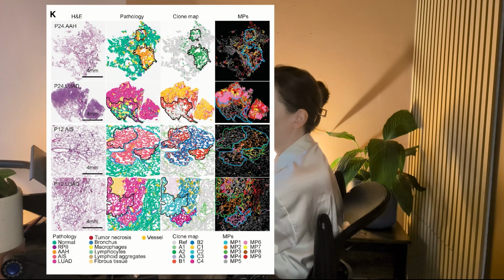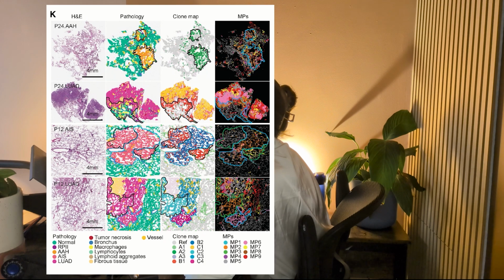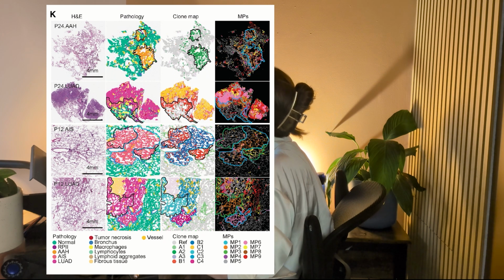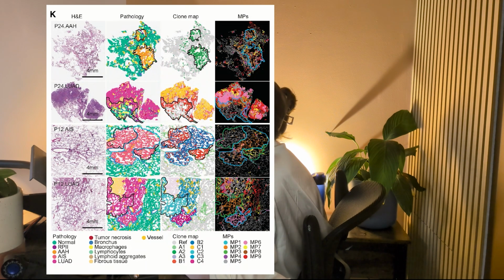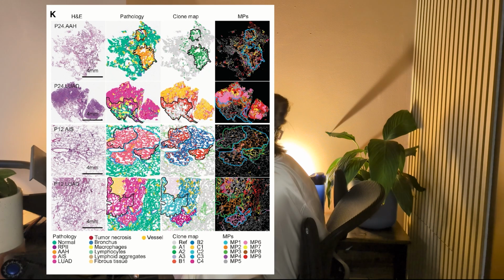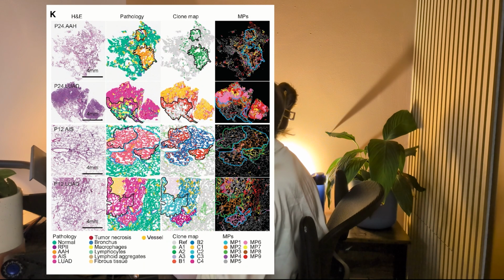Panels 3J, which is a box and whisker plot, and 3K, which I'm showing here, take this even further. Using high-resolution iStar imputation, the authors show that reactive pneumocytes, the morphological correlates of KAC in situ, cluster tightly around the edges of precursor and invasive lesions. These RP2 regions express a mixture of AT2 identity and tumour-associated programs. They look like the transitional zone where early clones expand.